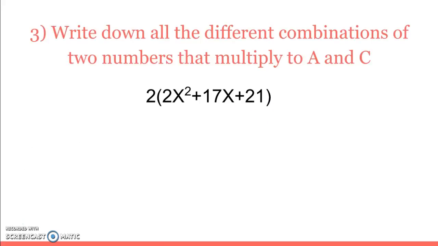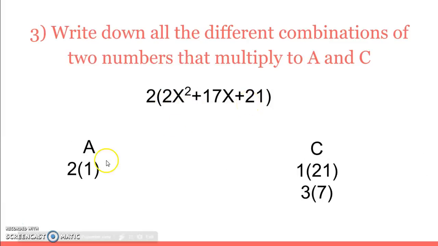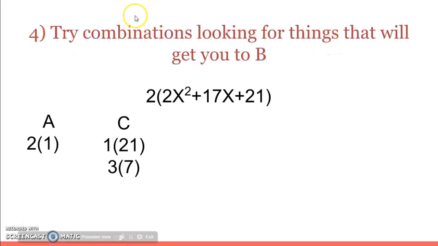The next step is to take our A and our C, and we're going to take all of their different combinations of multiples. So 2 for our A comes out with just 2 times 1. It's our only option. And for 21, we have 1 times 21 and 3 times 7. So as you can see with the guess and check method, sometimes it kind of looks like it might cut some of your options down. We can also try combinations.